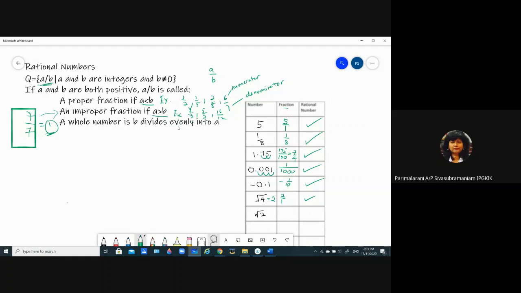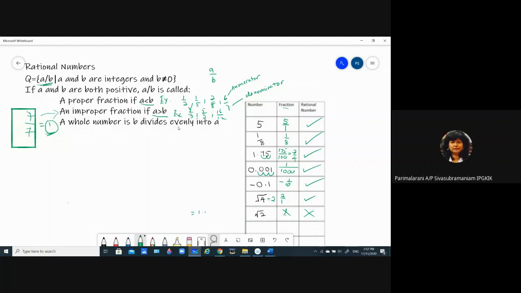So this one is 1 point something, something, something. So we cannot write this because if it's like 1.1, you can write this in the form of fraction. But this one, it doesn't end. So we cannot write it in the form of a fraction. Therefore, this is not a rational number.